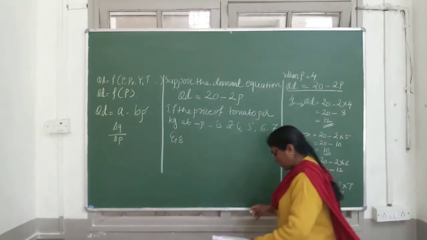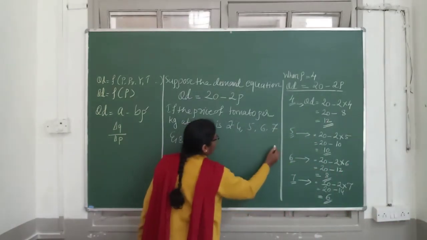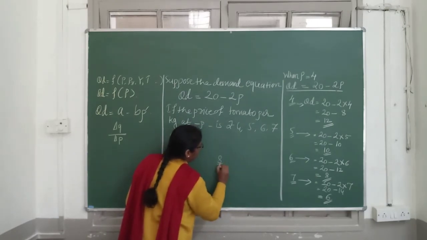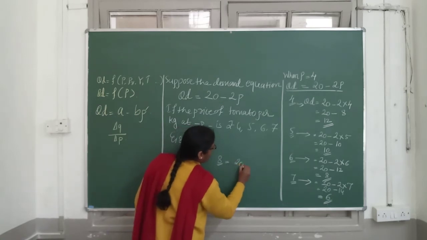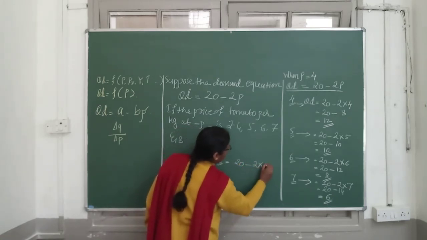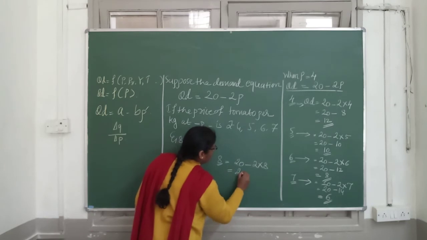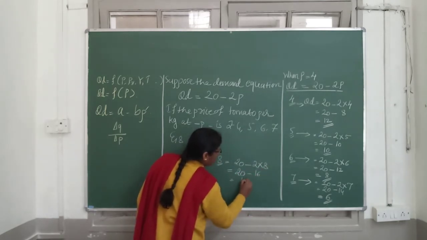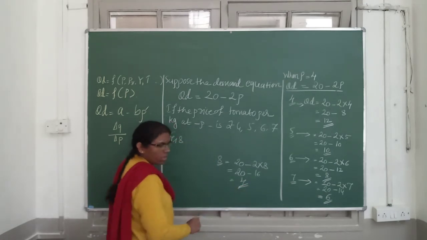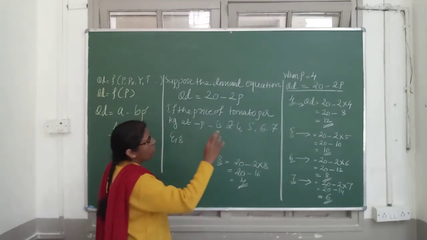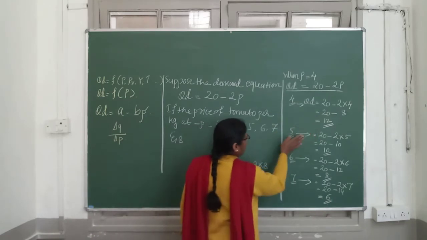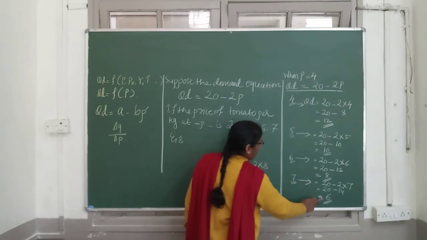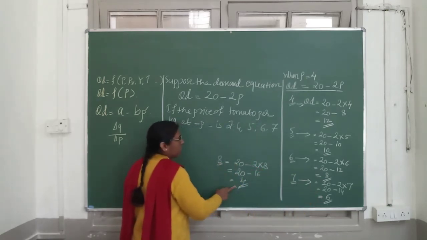When price is 8, 20 minus 2 into 8 is equal to 16. So what is your answer? Here it is 4. So when price is 4, demand is 12; when 5, it is 10; when it is 6, it is 8; when it is 7, it is 6; when it is 8, it is 4.